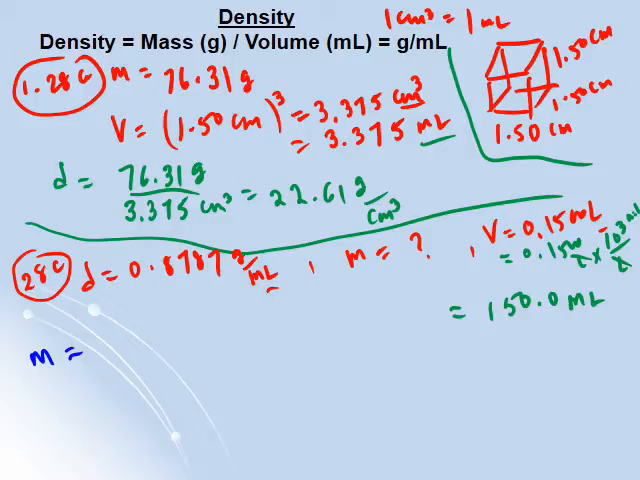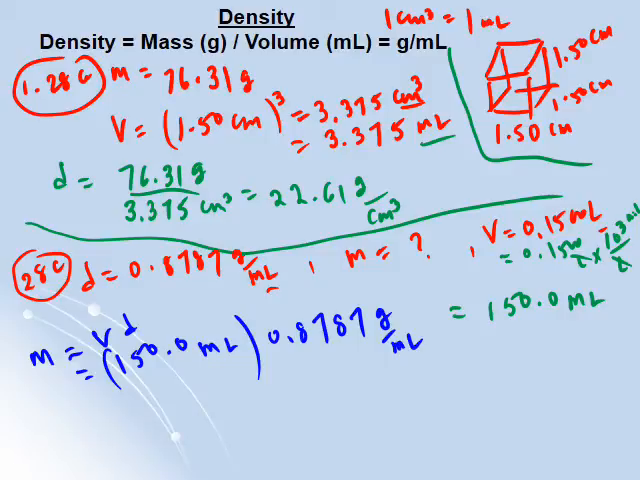So let's write down here volume times density. Volume is 150.0 ml, and times density 0.8787 gram per ml. This gives you, make sure you double check my calculation, 131.8 gram, or 1.318 times 10 squared. So 131.8 gram is the mass, and that's the answer to this question.